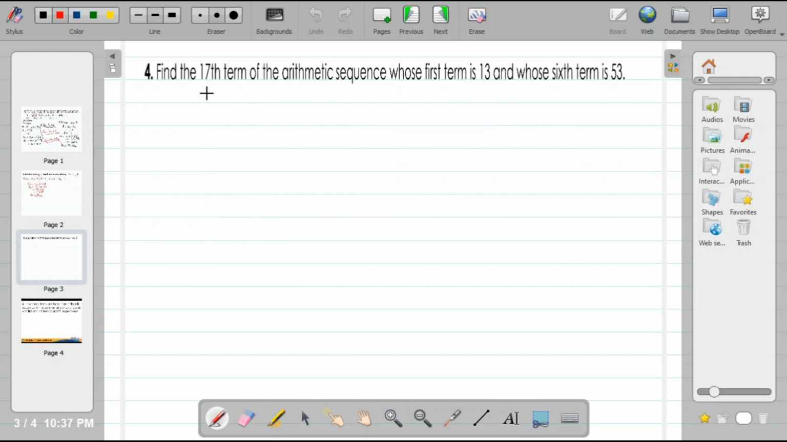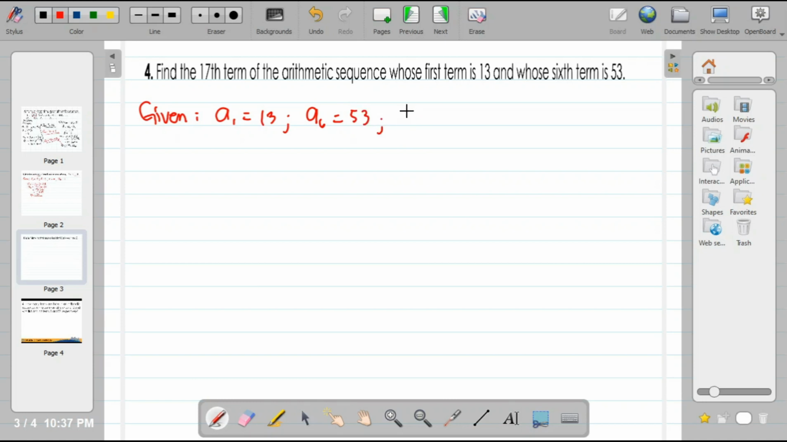For problem number 4, we are going to find the 17th term of the arithmetic sequence whose first term is 13 and whose sixth term is 53. So first, again, atong i-identify ang mga given. Ang atong a sub 1 na ara, di ba? Which is equal to 13. Unsa pa may naa diri? Sixth term. So a sub 6 is equal to 53.